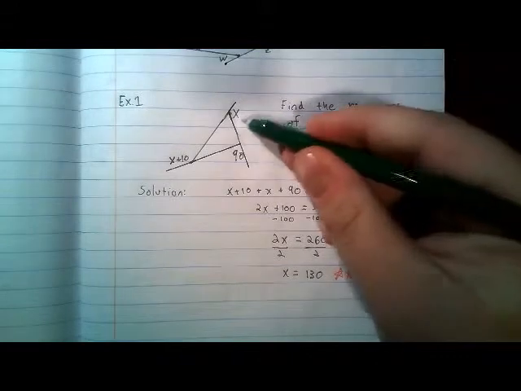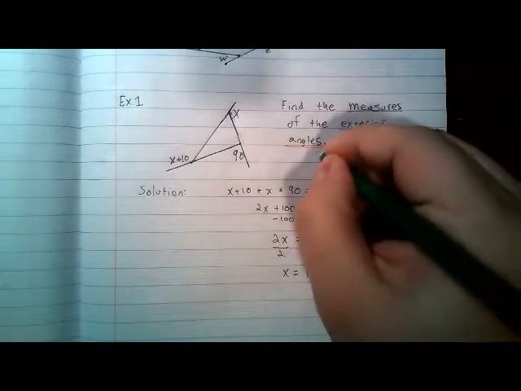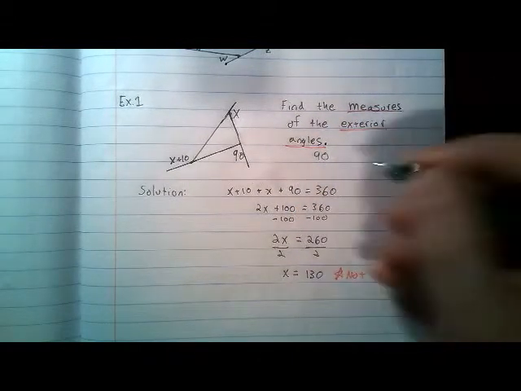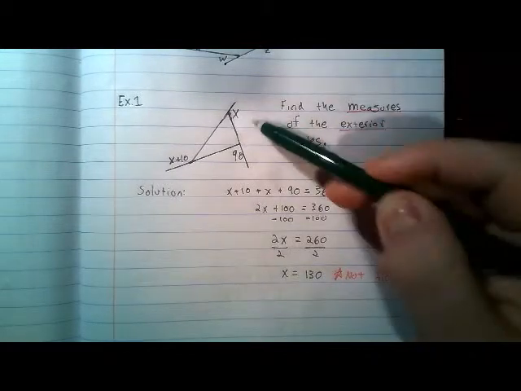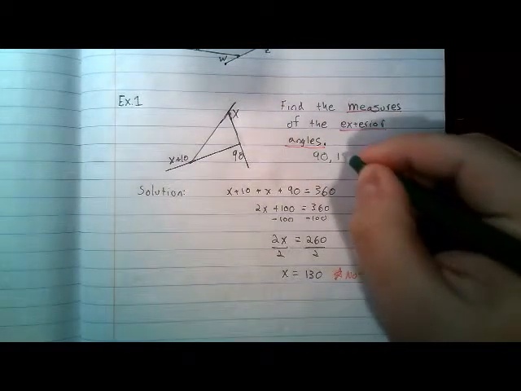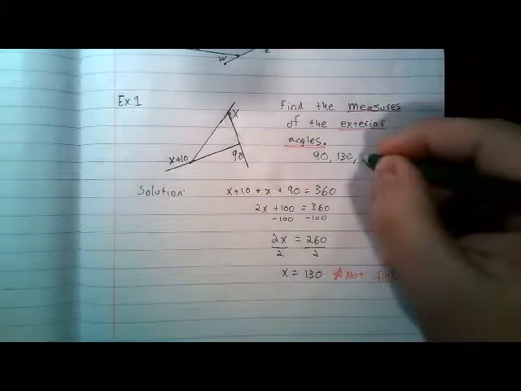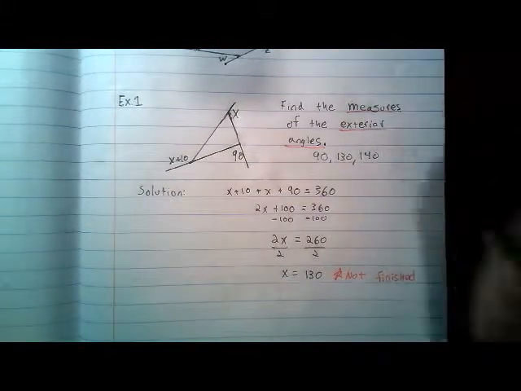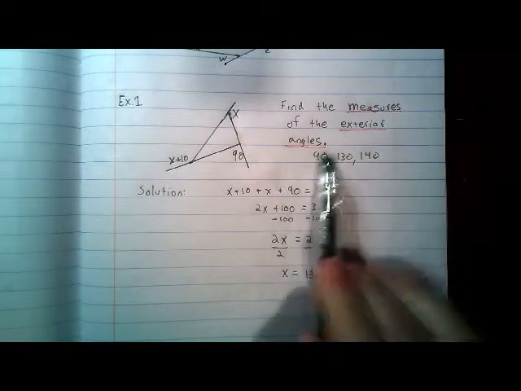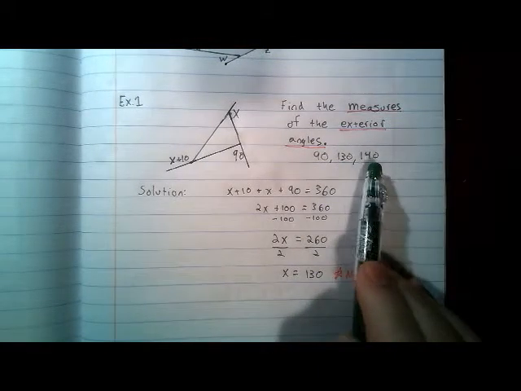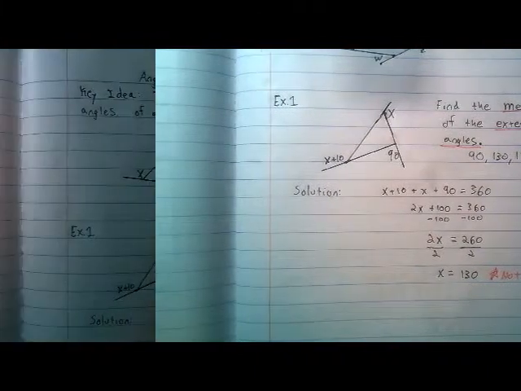So we know one of them is 90, so 90 degrees. The next is just x, so 130. And the third one is x plus 10, so 140. And in fact, when I add 90 plus 130 plus 140, it should give me 360 degrees.